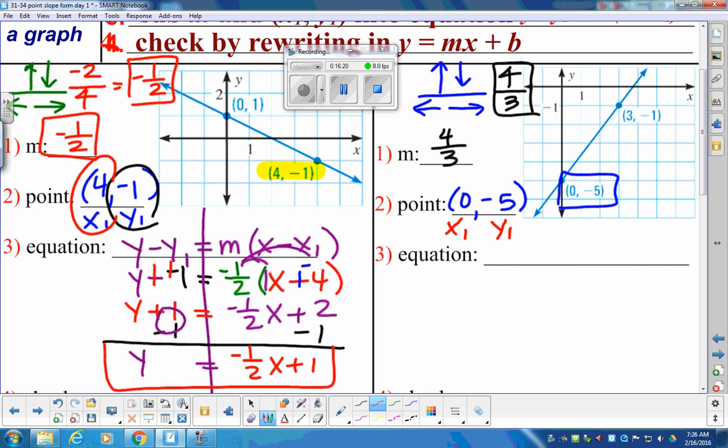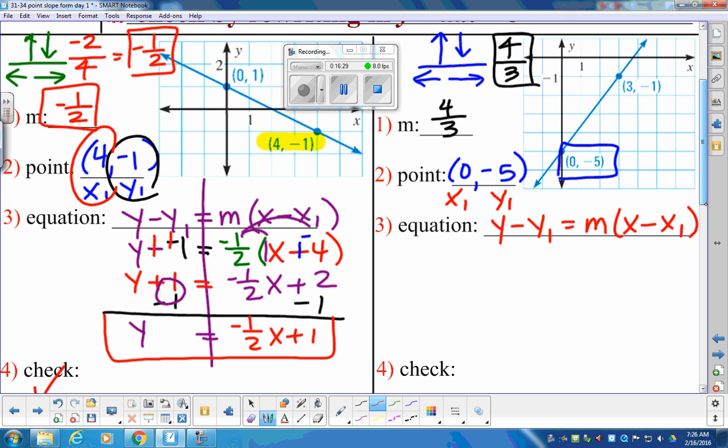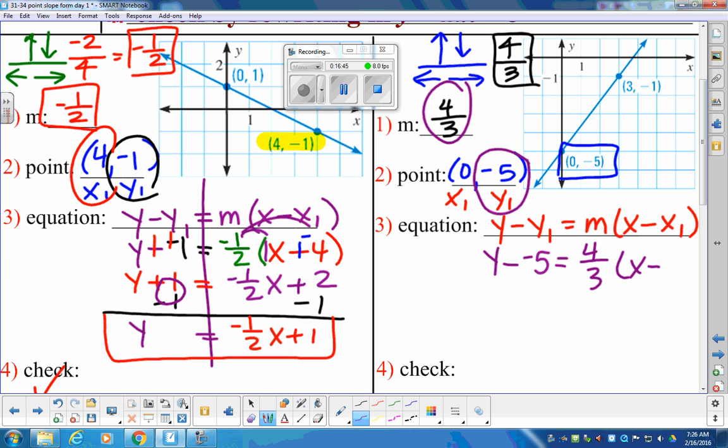My equation then is y minus y1 equals m multiplied by x minus x1. So my equation is y minus, my y1 value is -5. Again, if I'm going too fast, go ahead and pause that video. Then I substitute my slope in. My slope is 4/3. Then we have x minus 0.